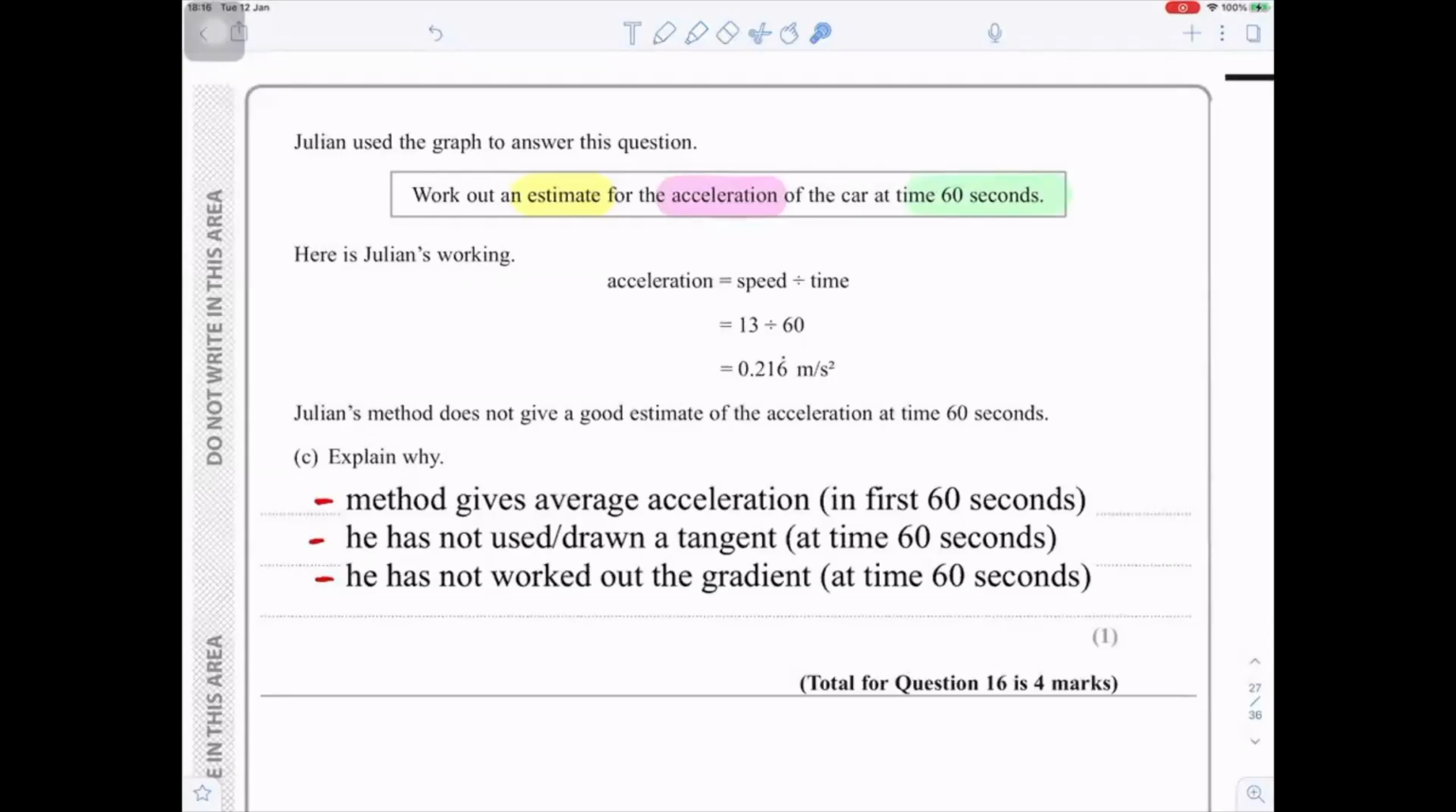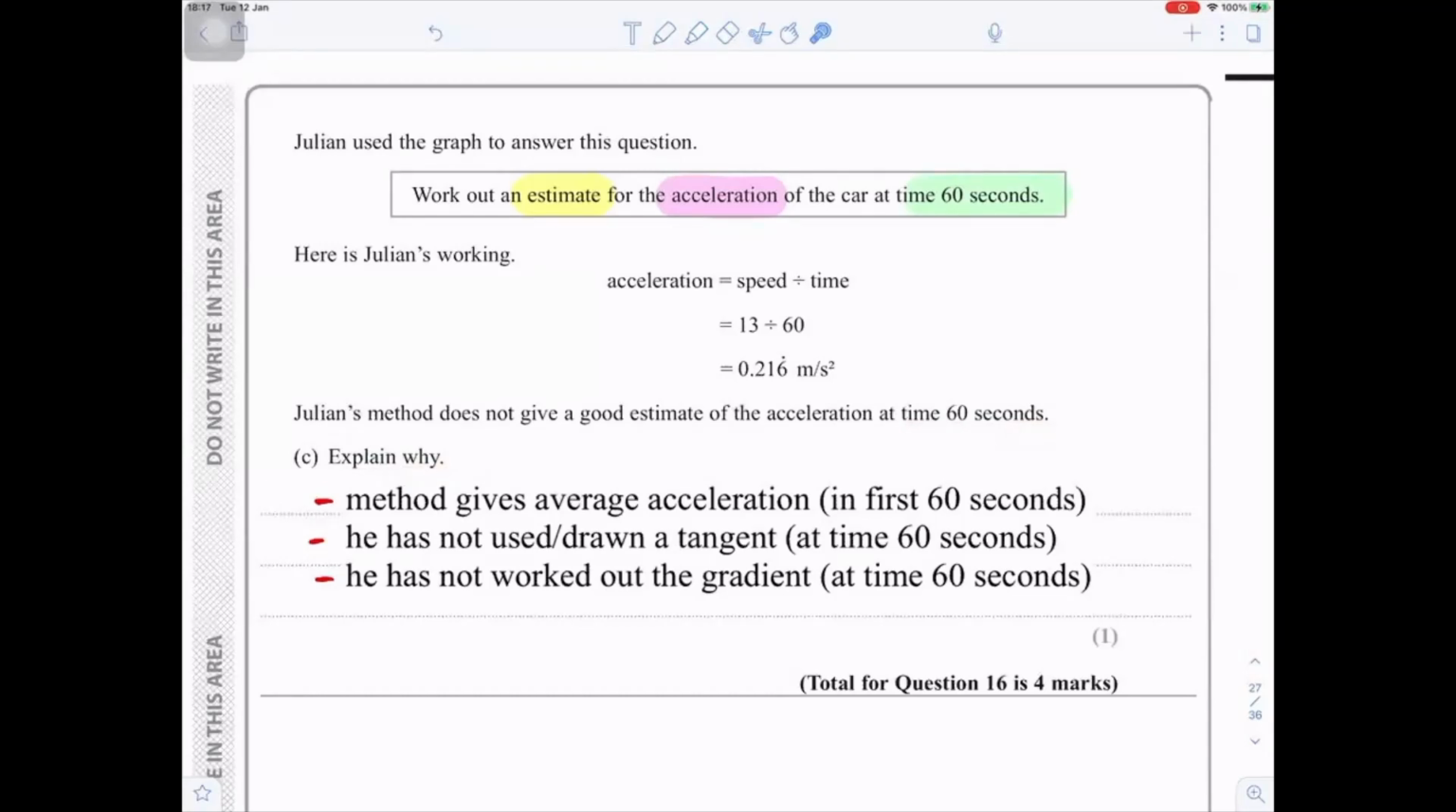Julian used the graph to answer this question. Work out an estimate for the acceleration of the car at time 60 seconds. Here is Julian's working. Acceleration is speed divided by time, 13 divided by 60, and they get 0.216 recurring meters per second squared. Julian's method does not give a good estimate of the acceleration at time 60 seconds. Explain why.